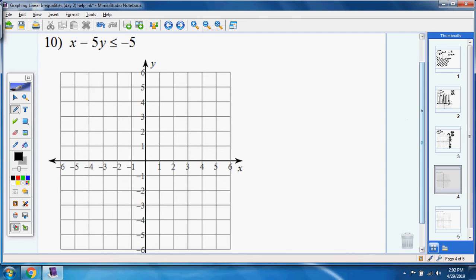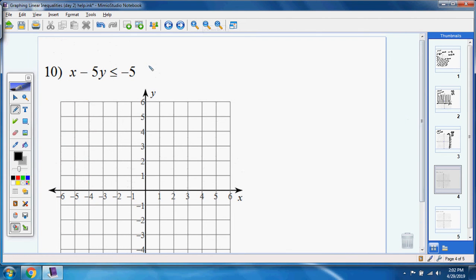All right, looking at number 10. Well, number 10, we have another solid line. And I have x subtract 5y is equal to -5. If you notice, it's not ready for graphing because it's not y equals. So I'm going to bring it over here to the right where I actually have some room to work. And I'm going to do the 2 steps again. Move the x, then divide.